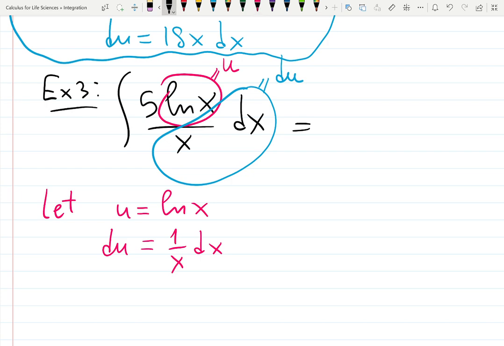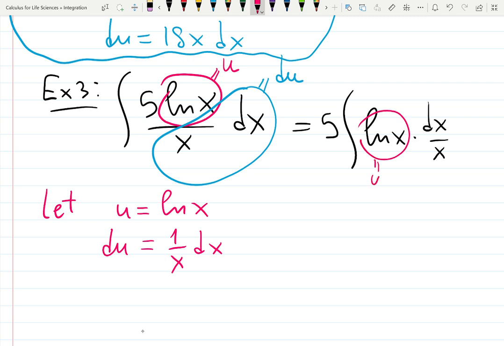If you don't see it, you can write it down like so. I would kick out 5. That's not necessary, but I like it. I'll write down ln x times dx over x. This is also not necessary. Usually people don't rewrite it. They just see it. Now it's very visual, that this is u, and this is perfect du.